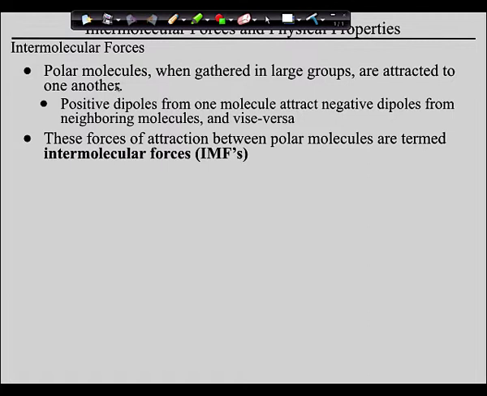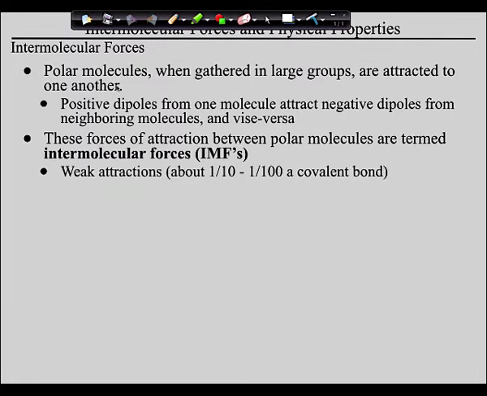We'll call them IMFs for short. Feel free to abbreviate when you refer to them. Even when you speak of them, it's okay to just call them IMFs. It's a little easier. But guys, the bottom line is this. These attractive forces that exist in these substances, because the molecules are polar, are called intermolecular forces or IMFs.